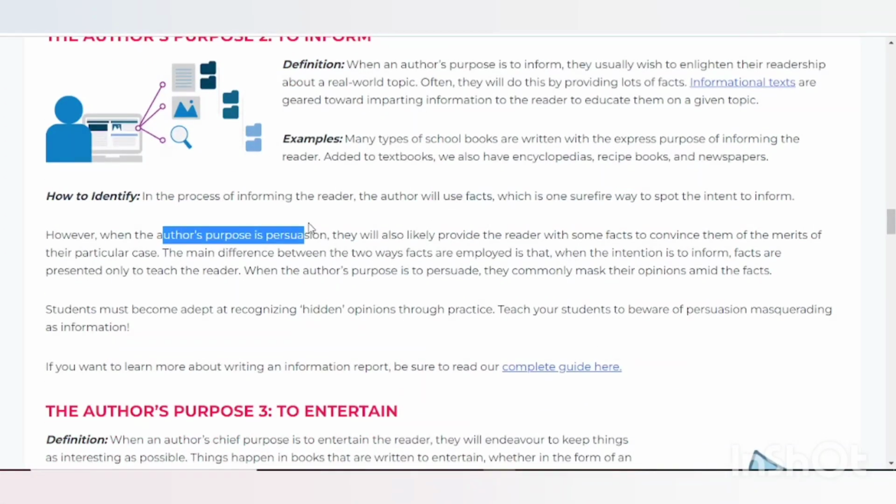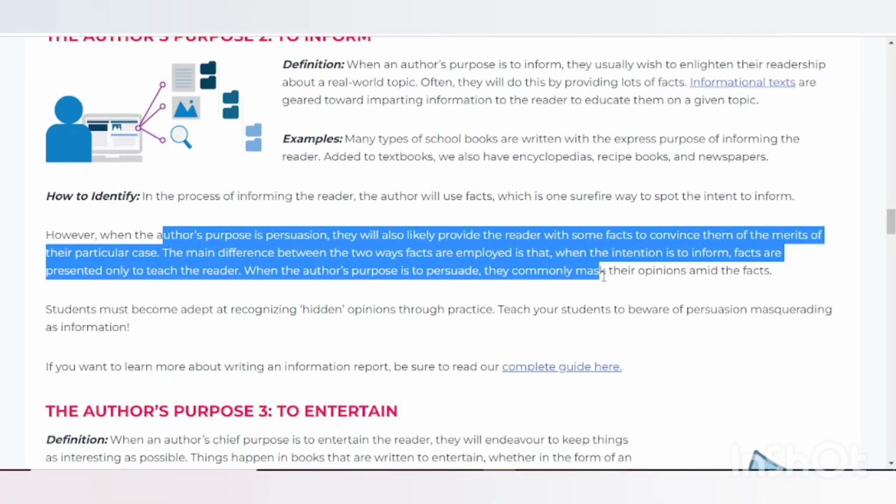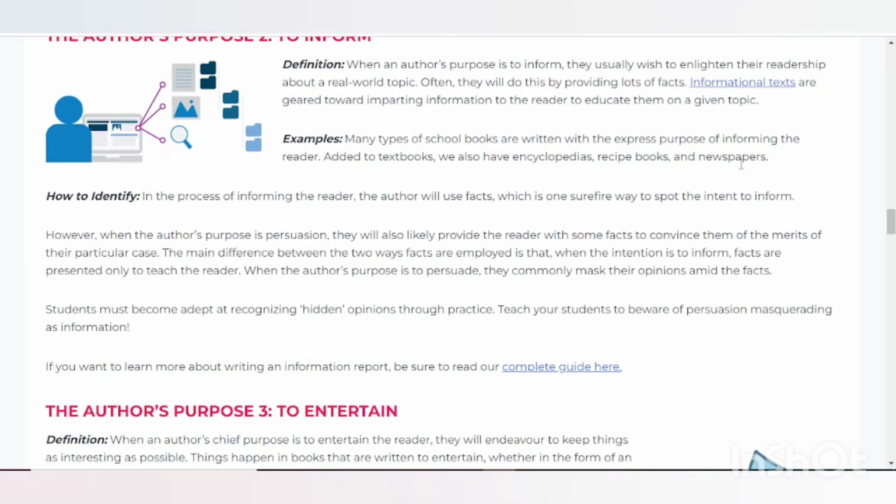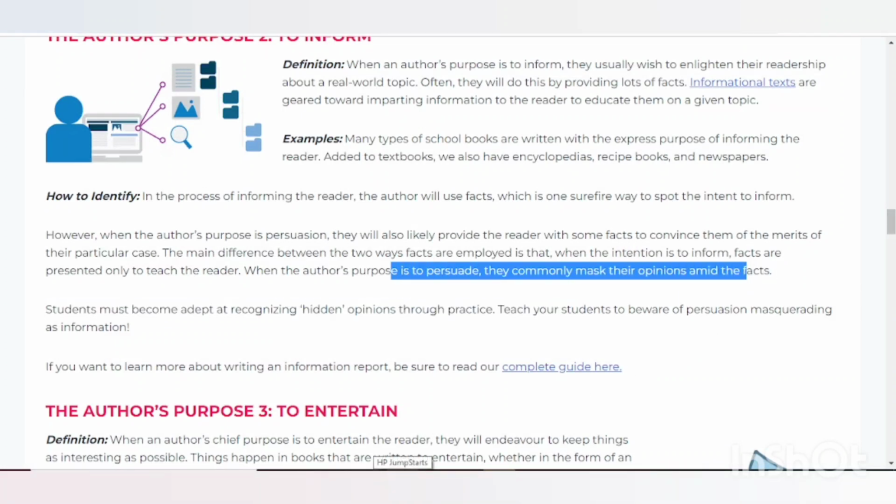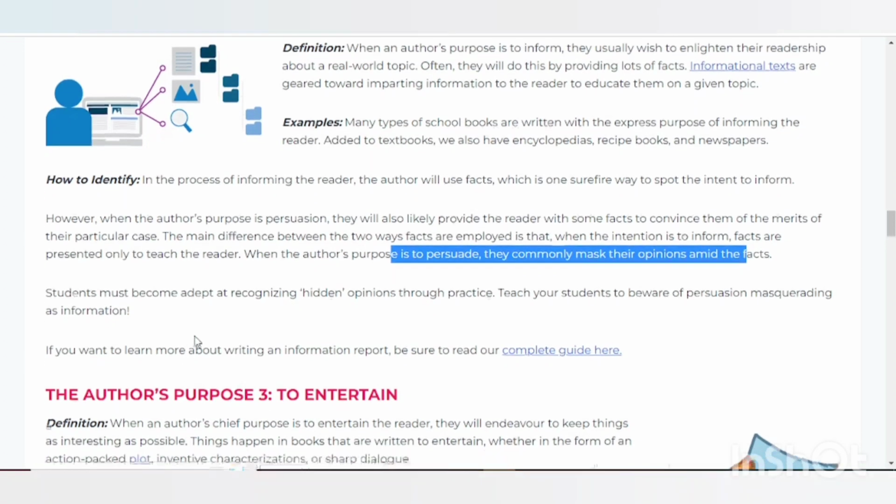However, when the author's purpose is to persuade you, they will also likely provide the reader with some facts to convince them, but the main difference between the two is the way the facts are employed, right? When the intention is to inform, facts are presented only to teach you. And when it is to persuade, it is to mask their opinions amid the facts.